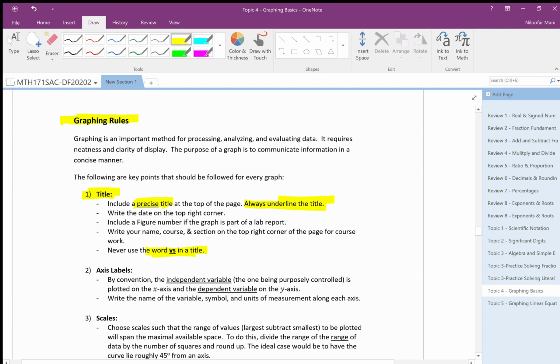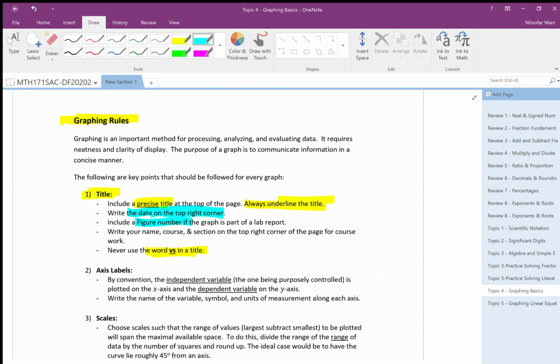Okay, so the title. For me, I want to see the title, but they say you have to have a date in the top right corner. For me, it doesn't matter, but for lab work, when you are graphing for lab, you should have the date on top. You should have the figure number, because for example, you are writing a report, you should say, okay, this is figure number 1, figure number 2, because you want to refer to them, maybe you want to talk about them.